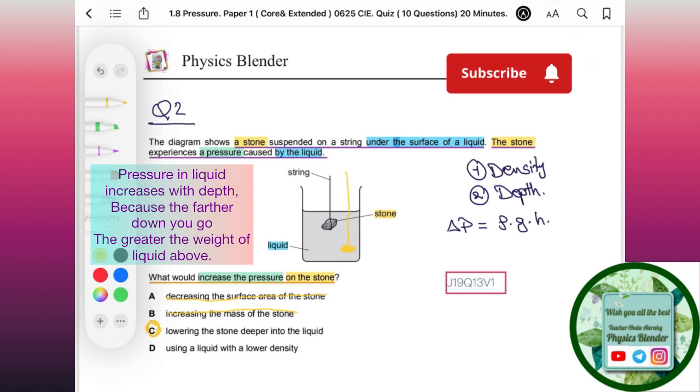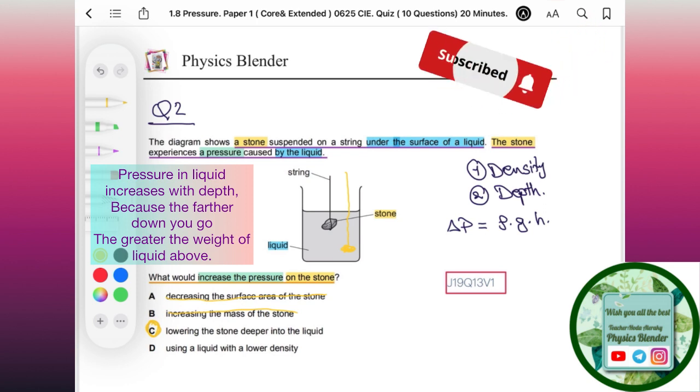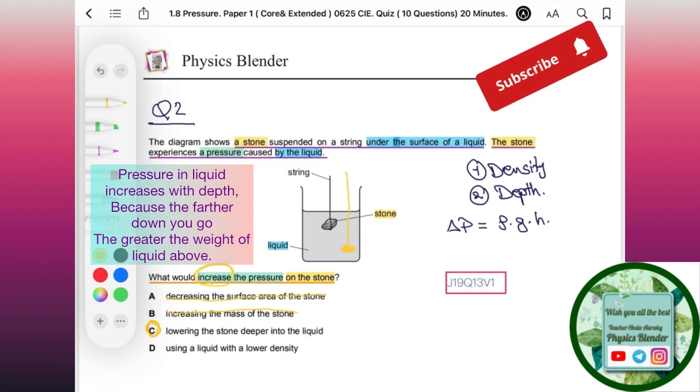Using liquid with a lower density. Density is a factor, but here the choice says the density is lower, and we are looking for increasing pressure. So lower density, decreasing pressure. So the correct answer for this one is C.